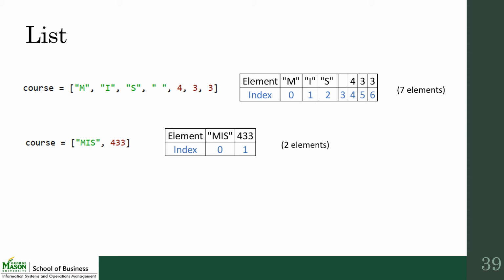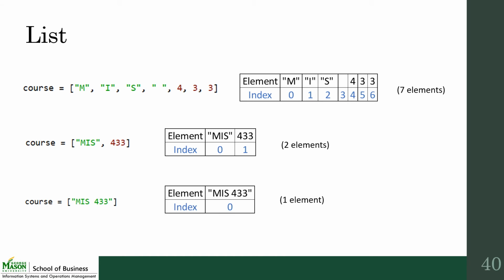This is an example of a list that contains 2 elements, where one element is a string value and the other element is an integer value. Whereas this list contains only one element.